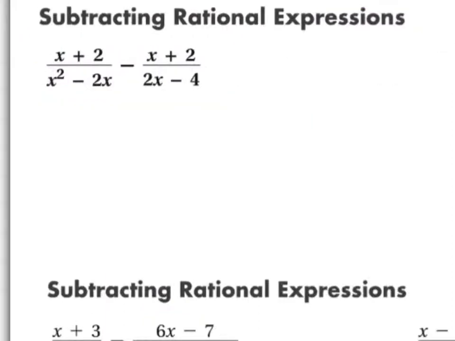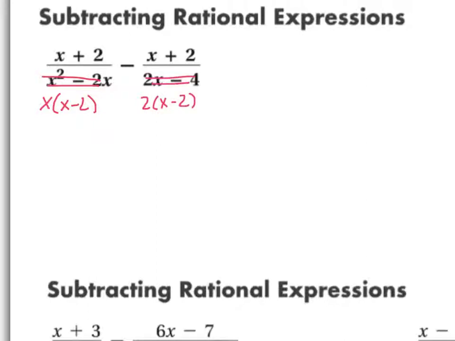Okay, on the back side of your notes, we are now subtracting fractions, subtracting rational expressions. So to do this, it's the exact same process as adding, except there's going to be one little thing towards the end that we have to take care of. But let's first go through and see if we can factor. And it looks like we can. Our first denominator can be factored into x times x minus 2, and the second denominator can be factored into 2 times x minus 2.